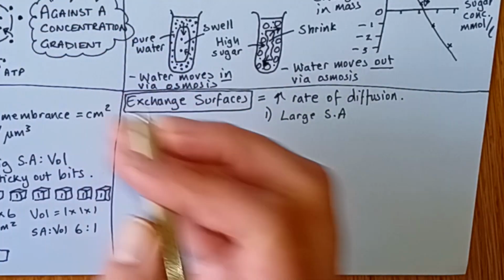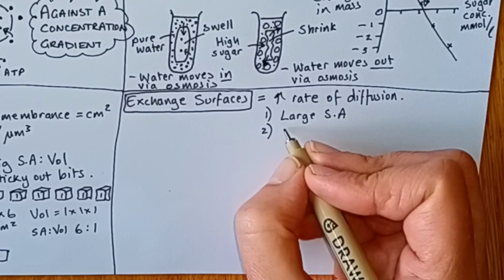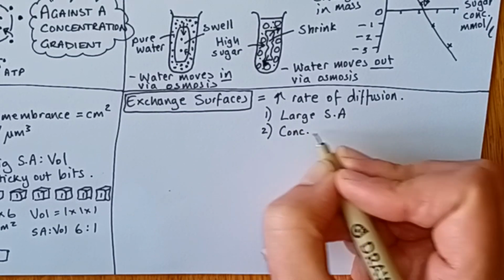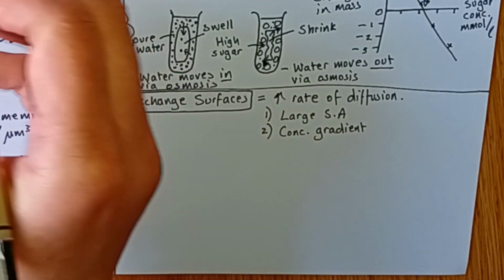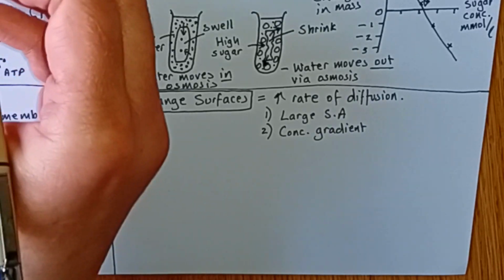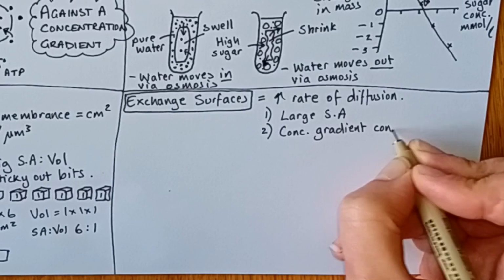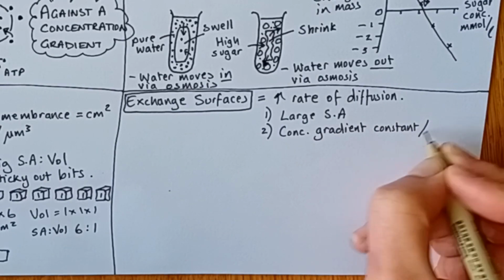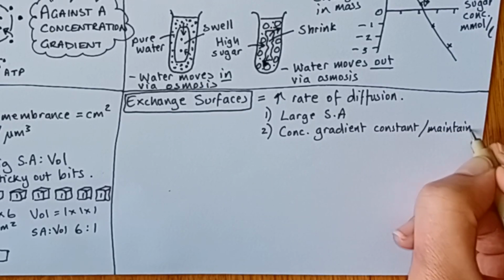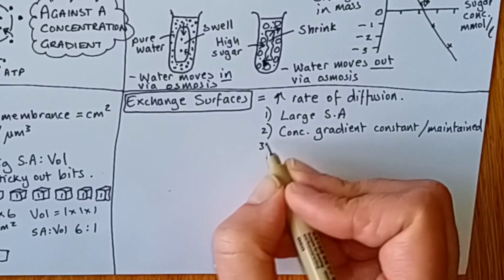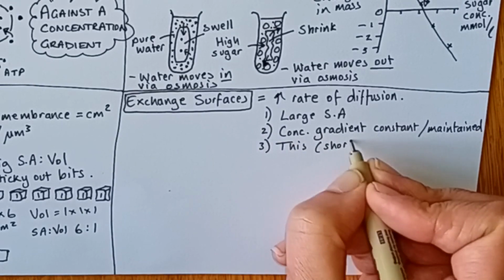Like we said up here, they have a concentration gradient which is maintained because we don't want it to reach equilibrium. We can't have the same amount on the inside as the outside. So it's constant or maintained. And lastly, they are thin. Short pathway.